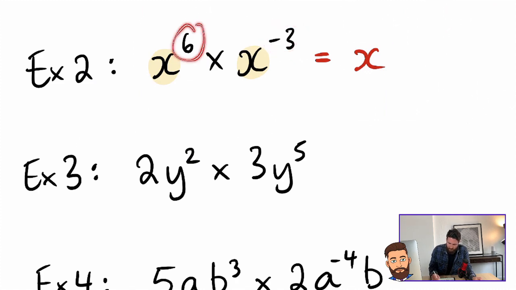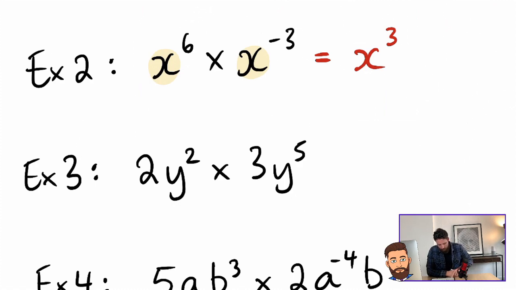We've got 6, add minus 3. Well, if you add on a minus, it means take away, so that just becomes 6, take away 3, which is 3. So the answer to this question is x to the power 3, because 6 minus 3 is 3.